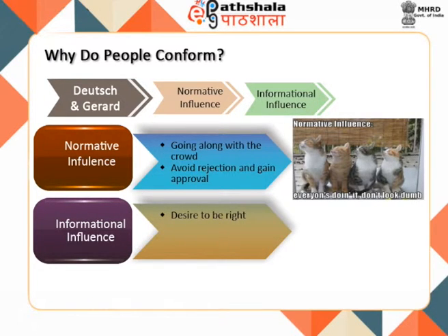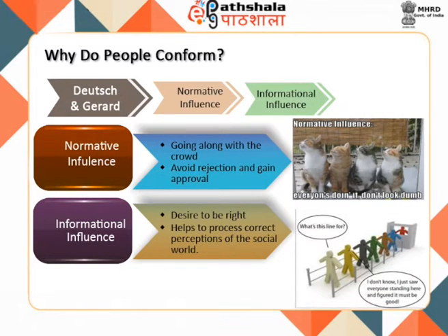One reason is that the behavior of other people often provides useful information and helps us to process correct perceptions of the social world. When we are highly uncertain about what is correct, informational social influence is more powerful than in situations in which we have more confidence in our ability.